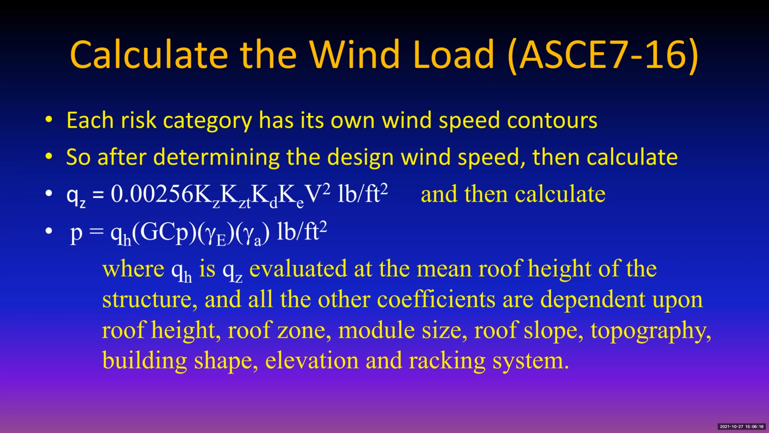QH and QZ. QZ is just the wind pressure at a certain height, and QZ depends on the height above ground, and that depends on the KZ. And QH is evaluating QZ at the mean roof height of the structure. The others depend on roof height, roof zone, module size, roof slope, topography, building shape, elevation, lots of other stuff. There are lots of pictures in the ASCE 7-16 that tell you what all these things are.